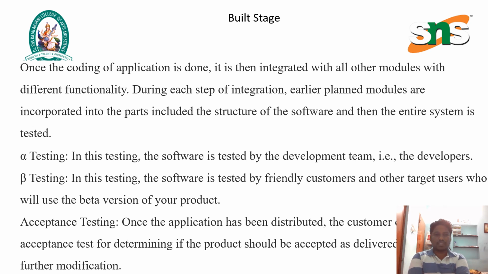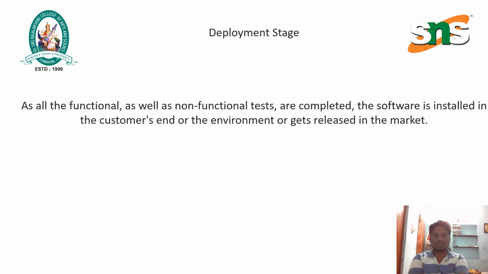In alpha testing, the software is tested by the developing team, for example the developers. In beta testing, the software is tested by friendly customers and other target users who will use the beta version of the product. Then acceptance testing: once the application has been distributed, the customers test it to determine whether the product is accepted or returned for further modifications.